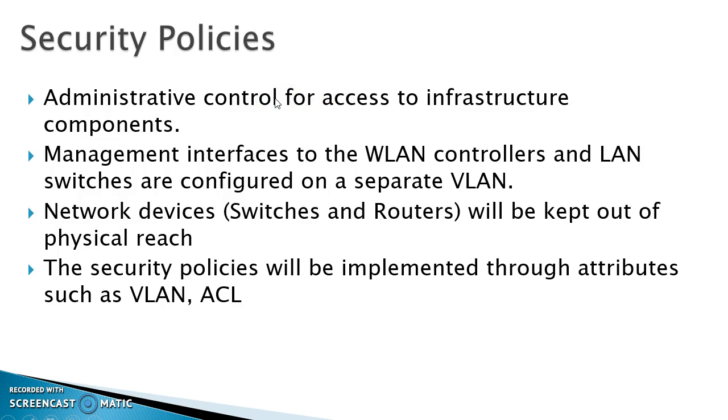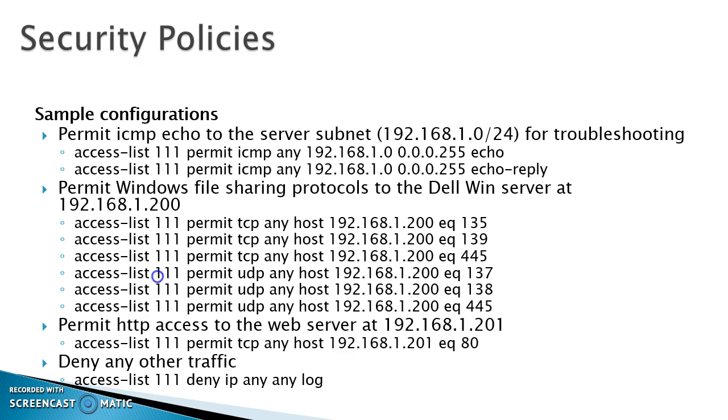It would be limited only to the admins, and all the management interfaces of the devices would be configured on a separate VLAN, and we would restrict the kind of traffic going on this VLAN. We would also ensure that the devices are out of unauthorized physical reach, and these policies will be implemented through attributes like VLANs and access control lists. So a few sample configurations: I would only permit Windows file sharing on the Dell Windows server. I would only permit, say, HTTP on the web server and deny all other traffic.